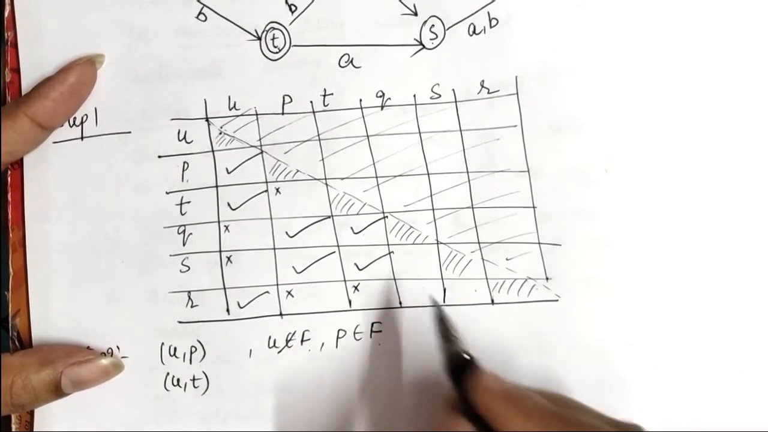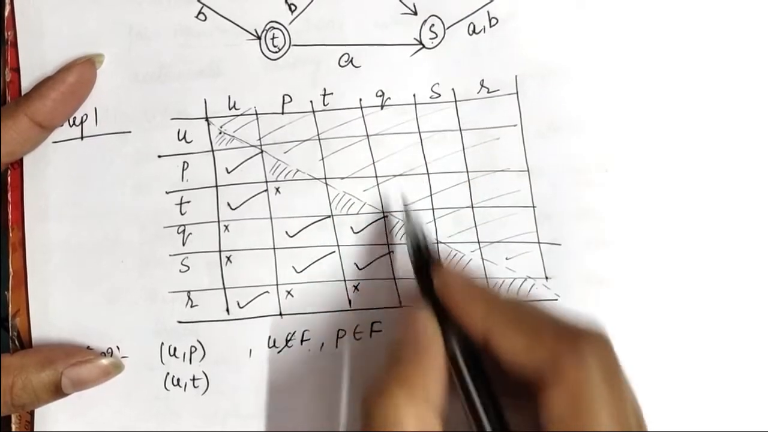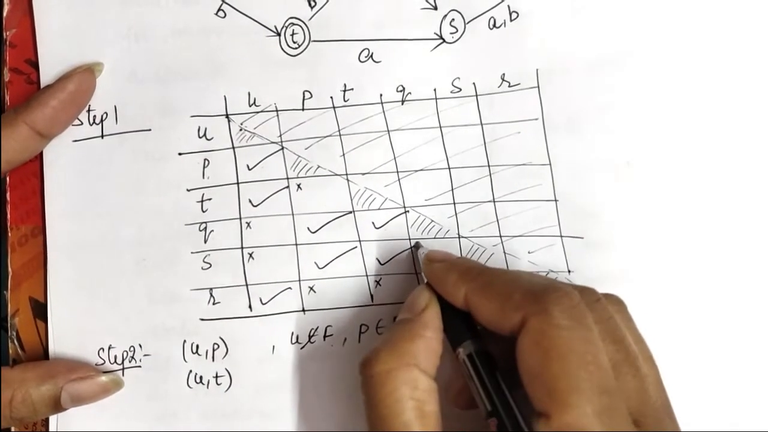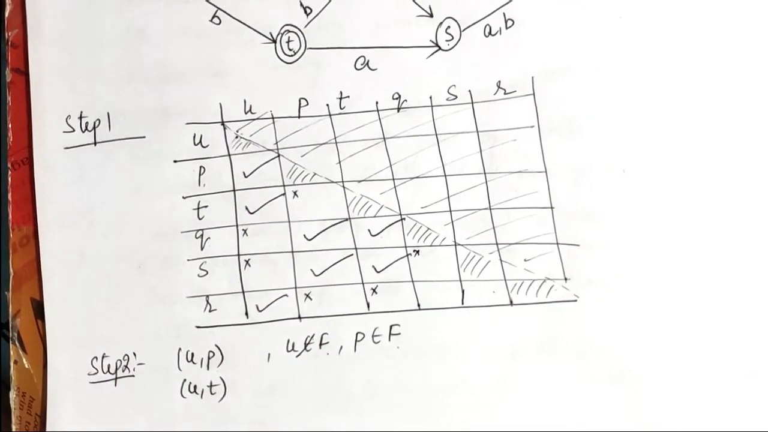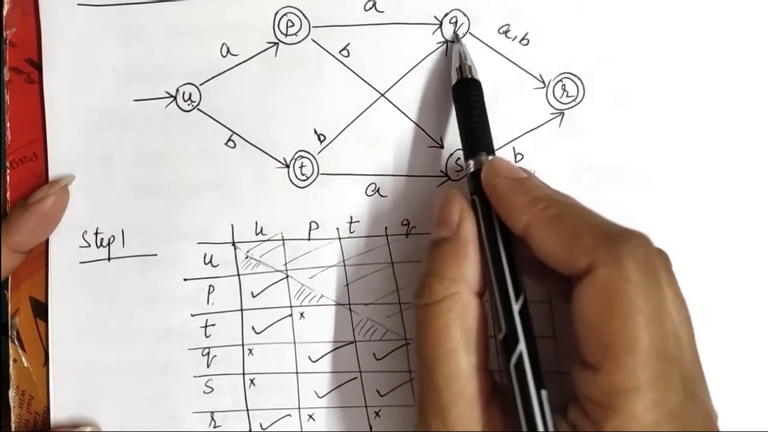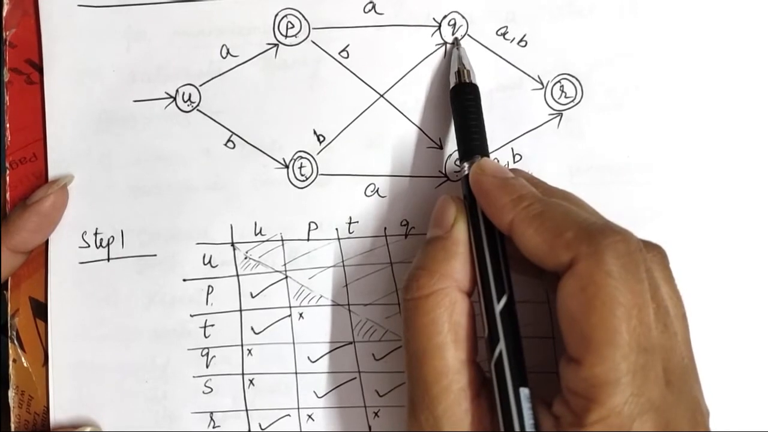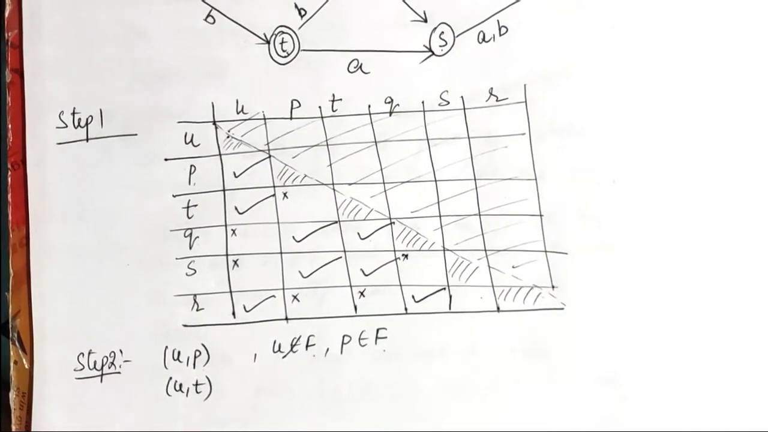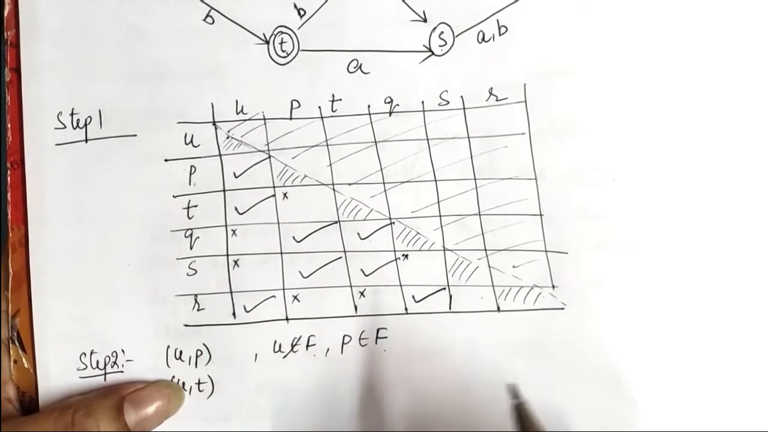Now the remaining cell is this. So this cell is Q comma S. Q does not belong to the final state and S also does not belong to the final state, so we do not mark it and show it by a cross sign. Now the next cell is Q comma R. Q does not belong to the final state and R belongs to the final state, so we mark it like this and show it by a tick sign.